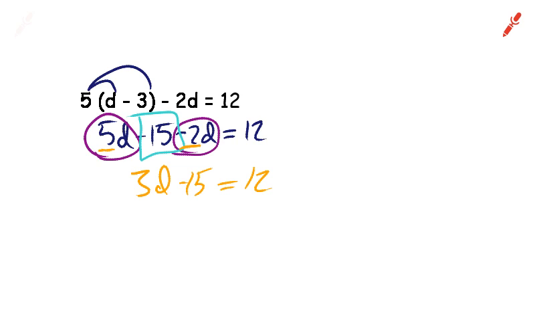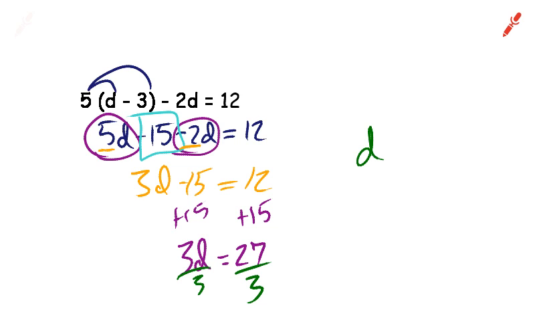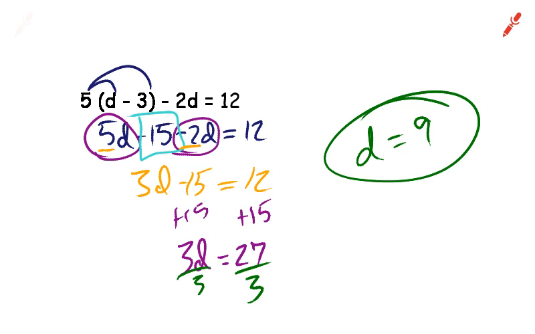So we're going to go ahead, and now that we've got it all simplified out, we're going to solve. Get d by itself, so we add 15 to both sides. Remember that inverse operation stuff. And we get 3d equals 27. Divide both sides by 3. I'm going to come over here with my answer just because it'll be easier to write. And I get d equals 9.